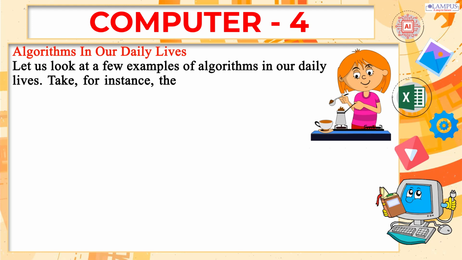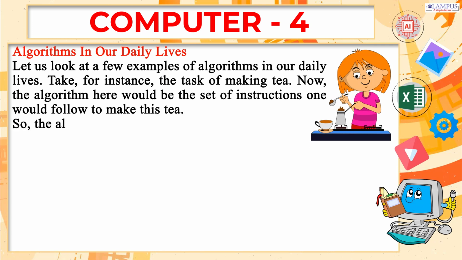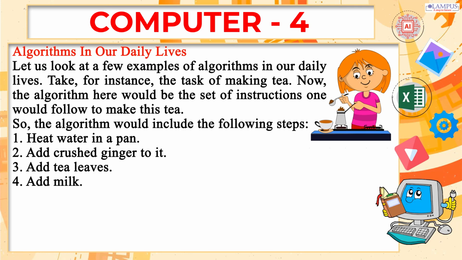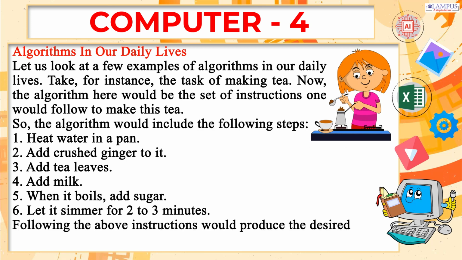Take, for instance, the task of making tea. Now, the algorithm here would be the set of instructions one would follow to make this tea. So, the algorithm would include the following steps. 1. Heat water in a pan. 2. Add crushed ginger to it. 3. Add tea leaves. 4. Add milk. 5. When it boils, add sugar. 6. Let it simmer for 2 to 3 minutes. Following the above instructions would produce the desired result and solve our problem, fulfill the task.